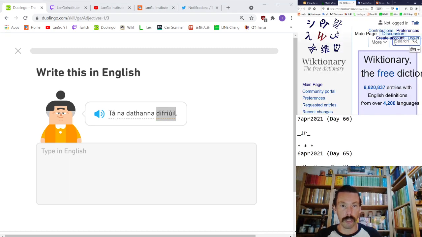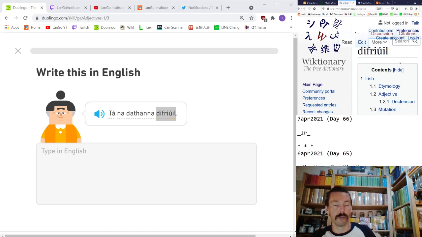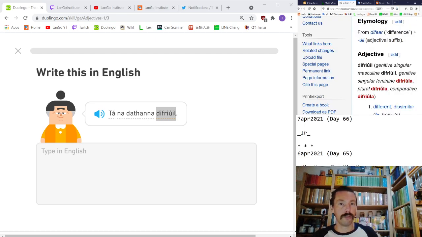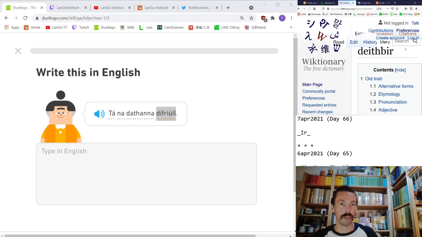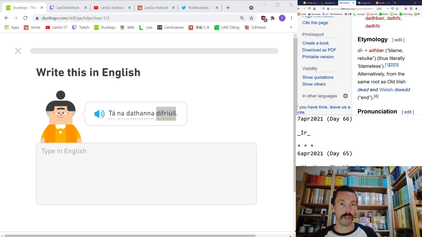Probably a loan from Latin, but what about the ending? What's going on there? Díofar and -ul is an adjective-deriving suffix. Middle Irish dechbir. Okay, it just happens to look like the Latin word. Unconnected. De-eithber, blameless, with Old Irish díad, and Welsh diwedd.